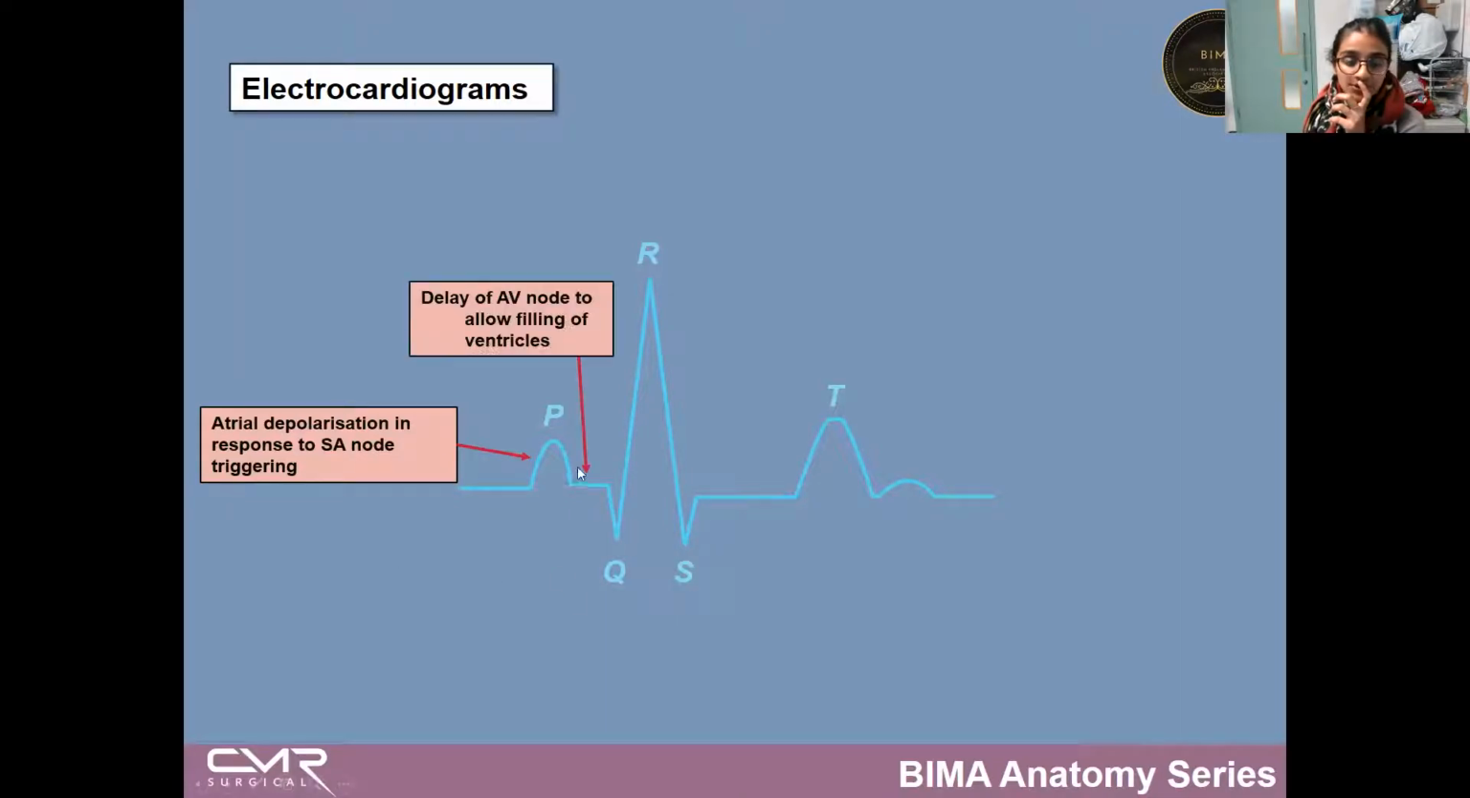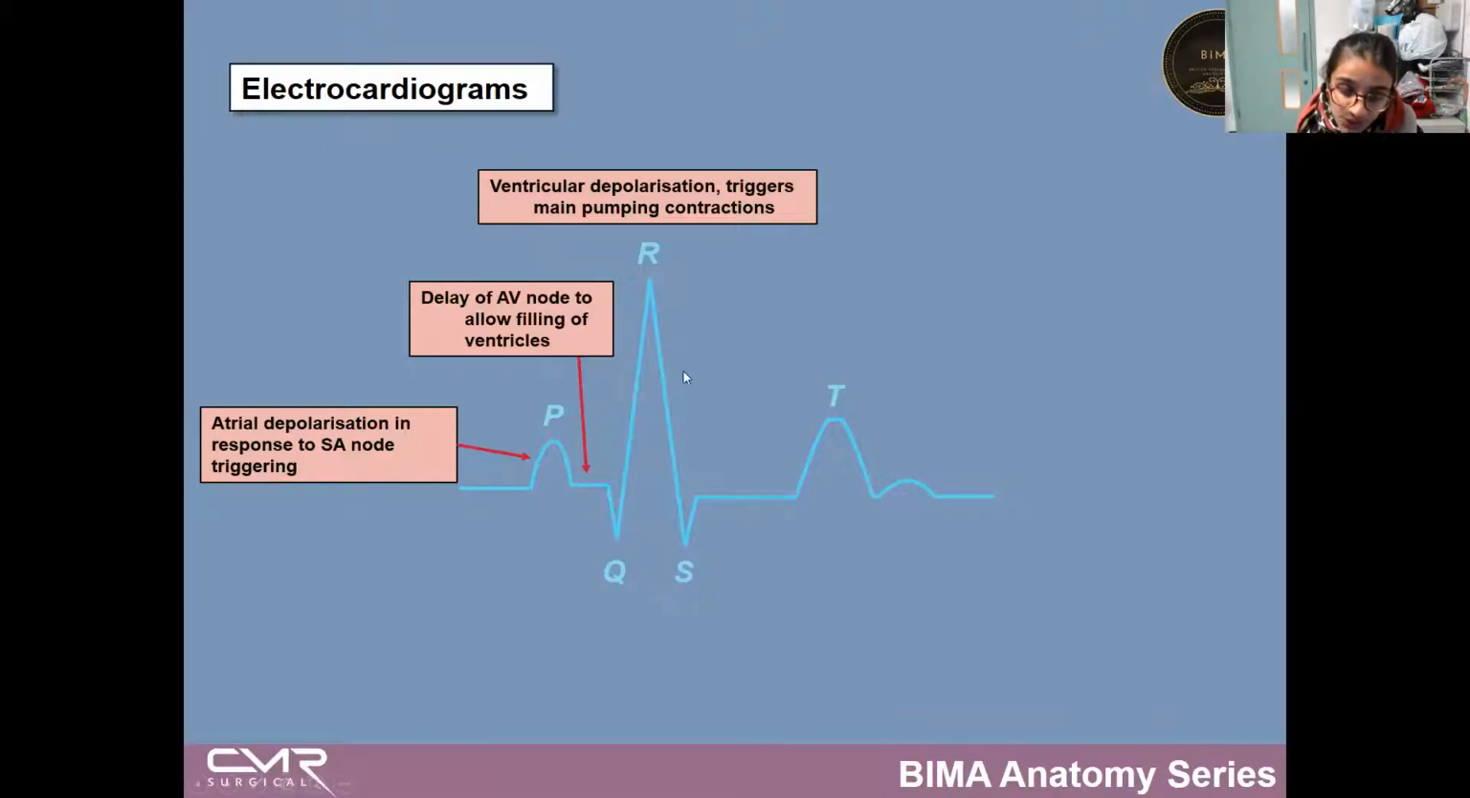And then your QRS. The PR here, the flat line after a P wave, is because the signal takes a little bit of time to come through from the SA node to the AV node. And that delay is what this PR line is. So if you've got a large delay, your PR complex is going to be elongated.